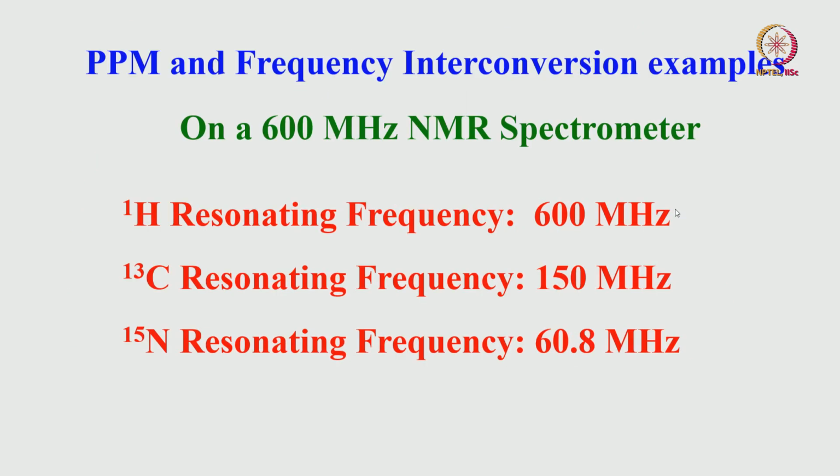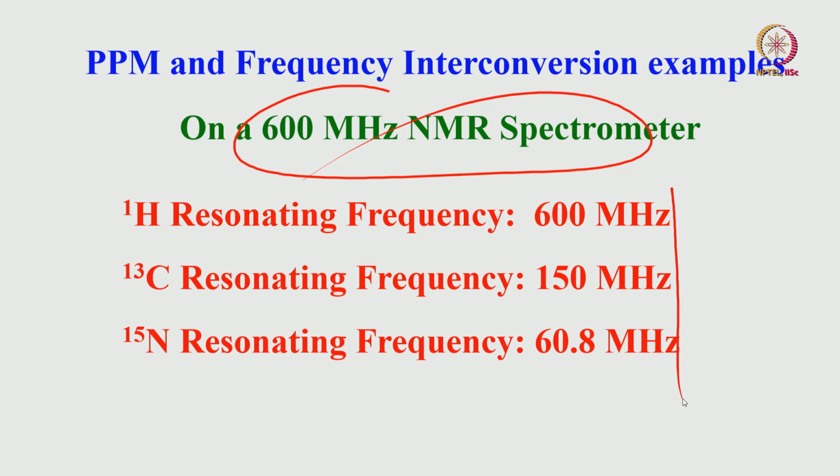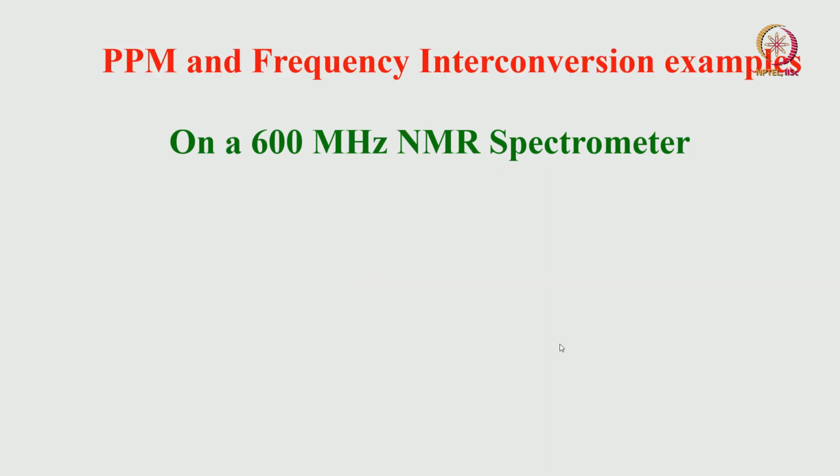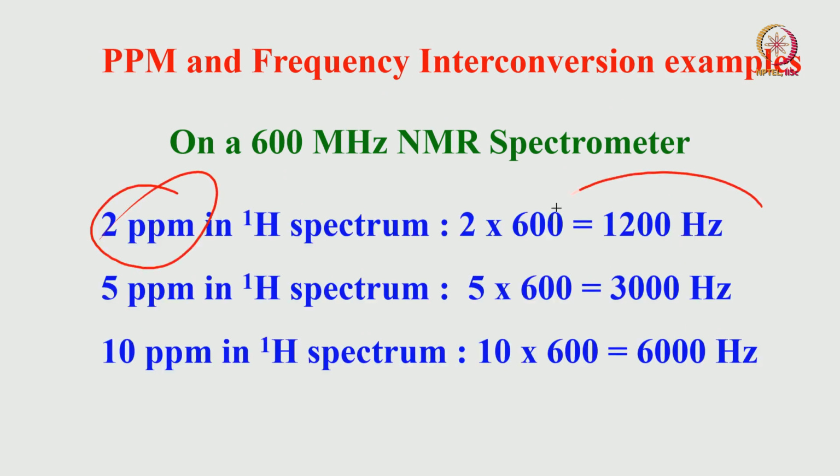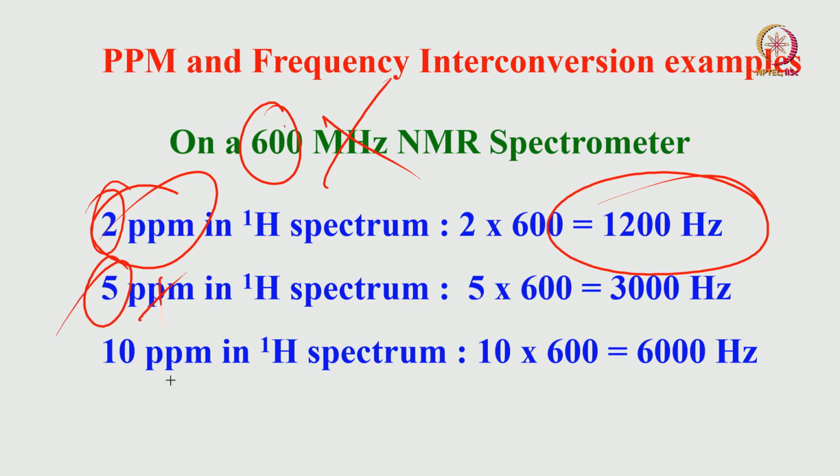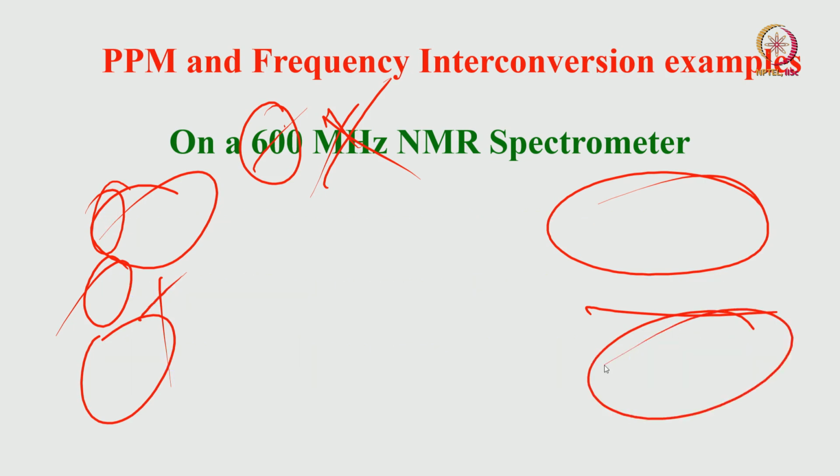Let us now take a few examples of interconversion. In a 600 megahertz NMR spectrometer, as I already told you, proton comes at 600, carbon 13 comes at 150, nitrogen comes at 60. We will ask the question now. We will convert between ppm and frequency. In a 600 megahertz spectrometer, 2 ppm corresponds to 1200 hertz. All I did is multiply 2 by 600, leaving out the megahertz part. Then you get the value in hertz. Similarly, 5 ppm in a 600 megahertz spectrometer, just remove the megahertz component, and you get 3000 hertz, 600 multiplied by 5. Similarly, for 10 ppm of proton, 10 times 600 is 6000 hertz. This is what you have to do.